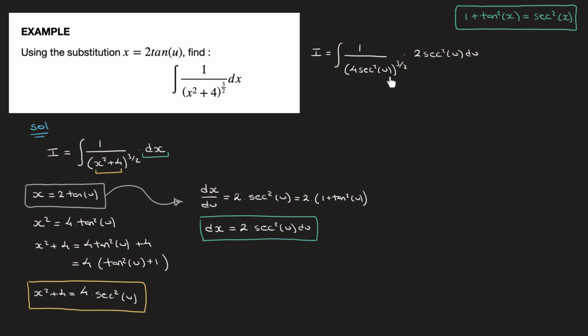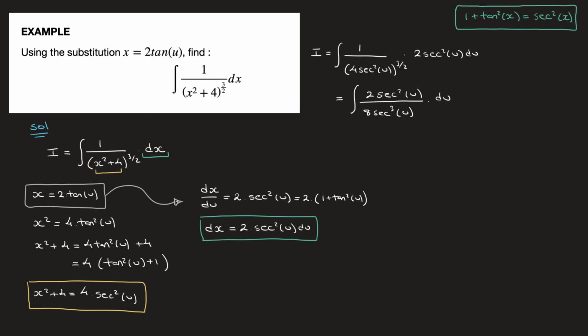All right, now on this denominator here, this 4 secant squared of u raised to the power of 3/2, well, distributing the power of a half across this pair of parentheses, the 4 becomes 2, and the secant squared of u becomes secant of u, and then raising each of those two factors to the power of 3, we'll get 8 times secant cubed of u on the denominator. In other words, this integral is equal to the integral of, and I'll move this onto the numerator, 2 secant squared of u over 8 secant cubed of u, and of course we have our du at the end.